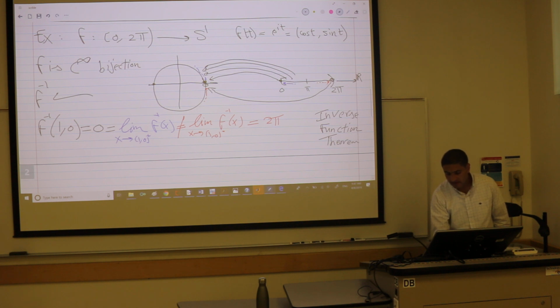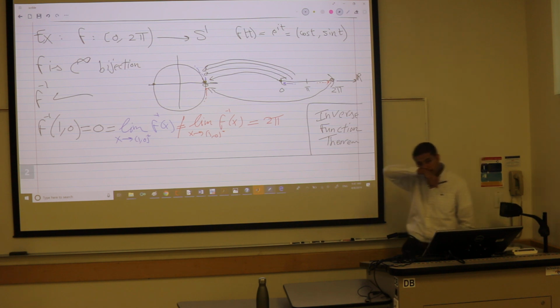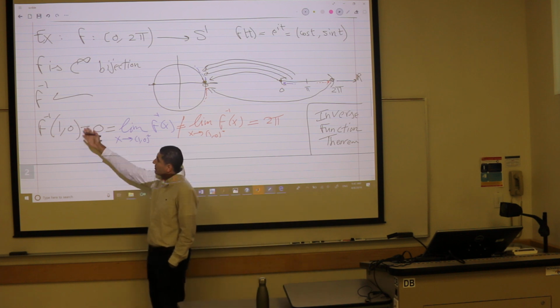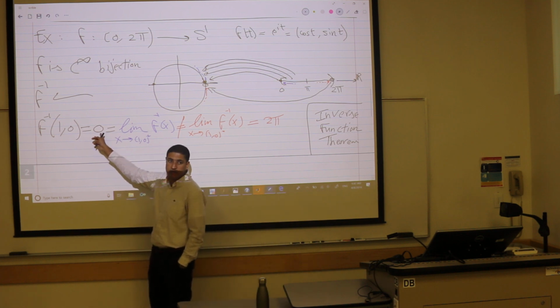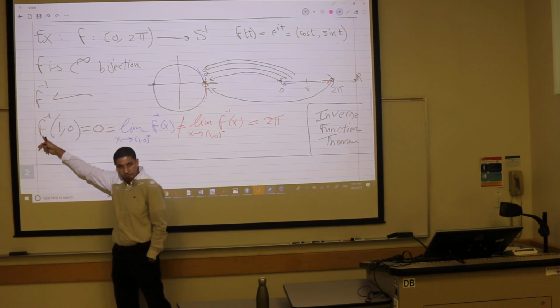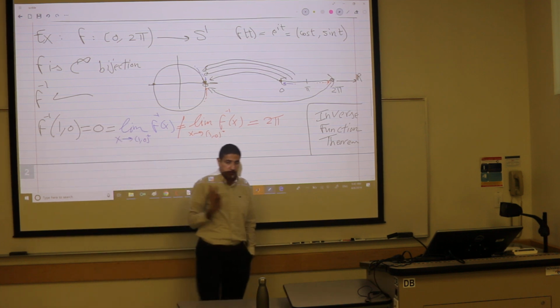So Professor, so this function does not have an inverse? It does have an inverse, but the inverse is not continuous. It does have an inverse. Give me a point, I'll give you the value of the inverse function. So if you give me this point, here's the value of the inverse function. It exists, okay, but it's not continuous.